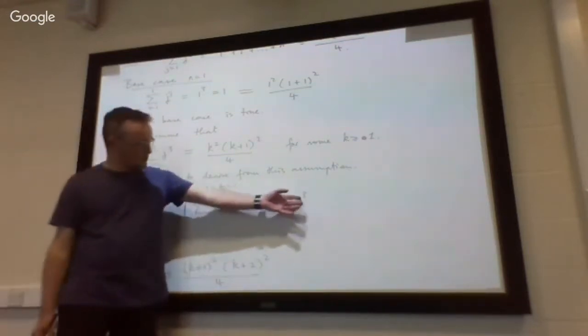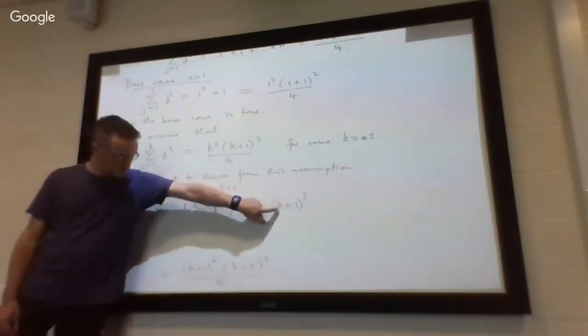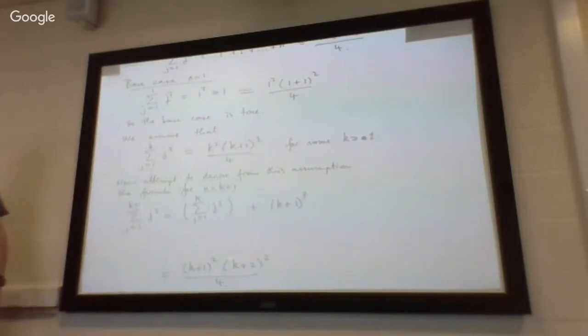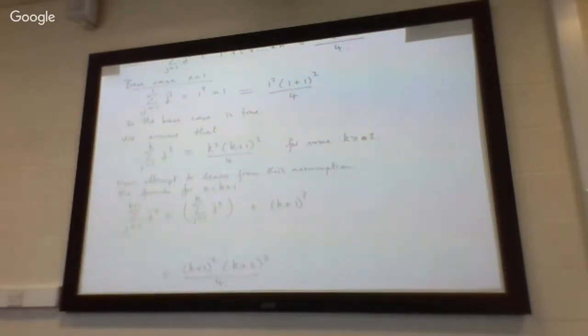Now we've got a cubic term in k. What we want goes up to order 4, so this looks like it could make a valid contribution to that. Yeah. And this we can just replace using our assumption: k squared, k plus 1 all squared, over 4, plus k plus 1 cubed. So this is just manipulating the sum. This is from the assumption.